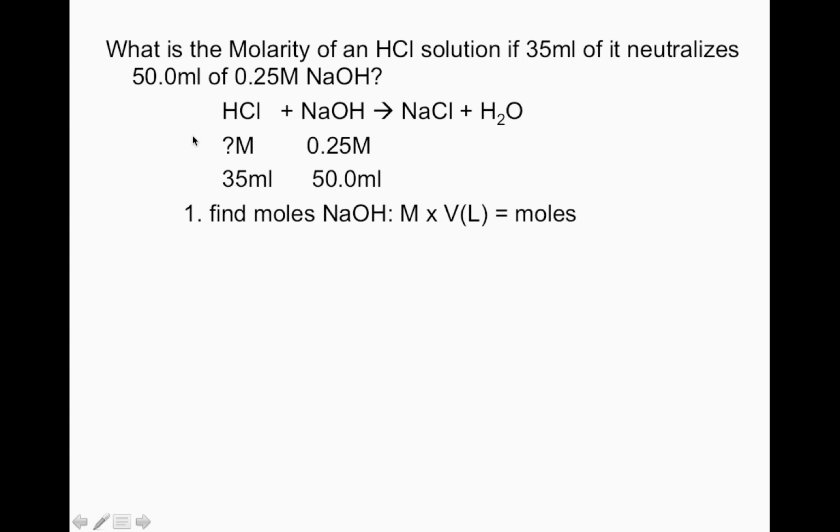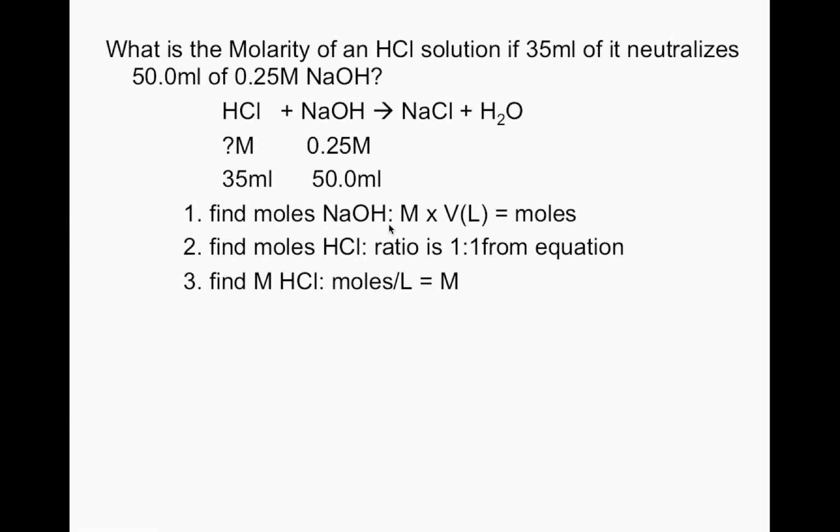First thing I'm going to do is find the number of moles of sodium hydroxide. And to do that, I'm going to use the formula molarity times the volume in liters will equal moles. Next step, I'm going to take my answer from step 1, moles of sodium hydroxide, and find the moles of HCl. This is why I need a balanced equation. So you notice that the mole ratio is 1:1. So then I'll get the moles of HCl. And then thirdly, I'm going to find the molarity by taking my answer from step 2 and dividing it by my volume in liters. So I'm going to have to convert my 35 milliliters to liters.